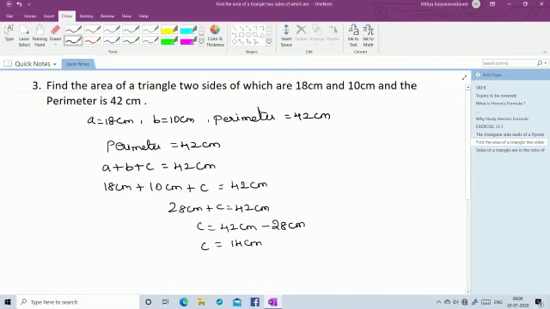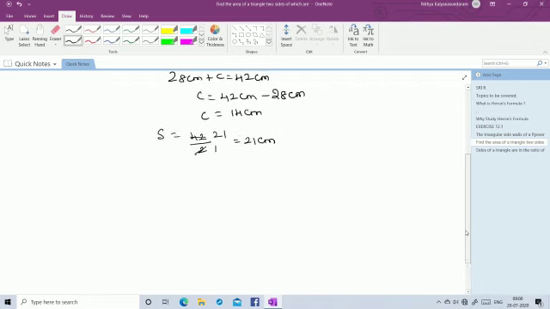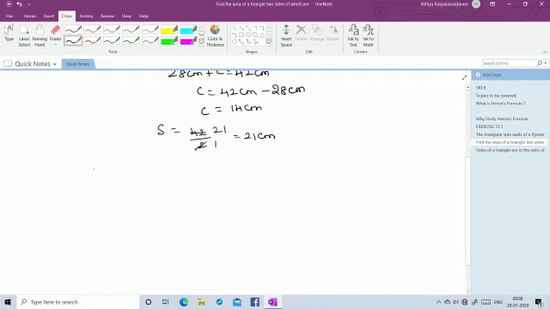So we know A, B, C. Then if you want to find out the area, we need to know the semi-perimeter. So S is equal to perimeter by 2, so 42 by 2. Calculate: 2 ones are 2, 2 twos are 4, then 1. So S is equal to 21 centimeter. Next, substitute in Heron's formula and find the area of the triangle.